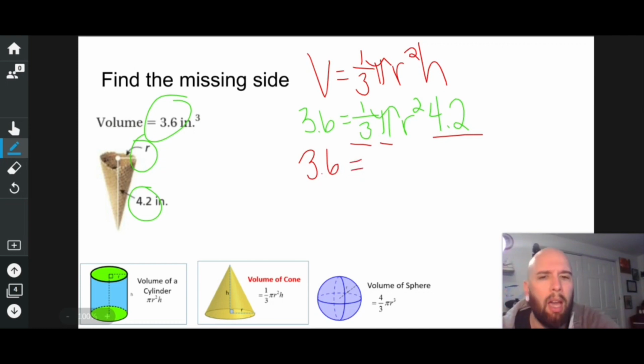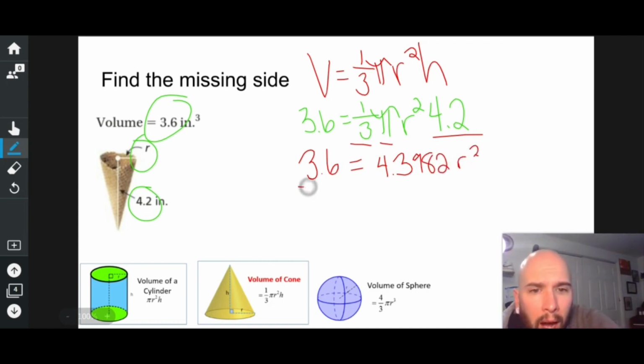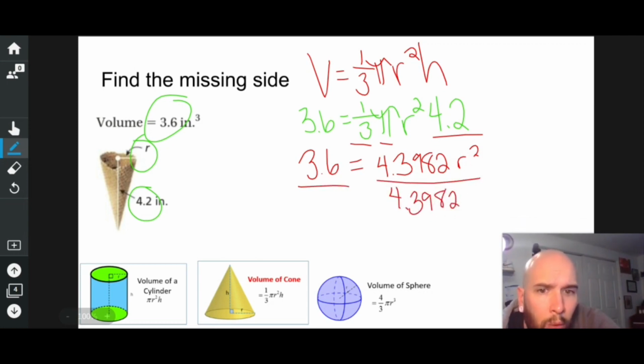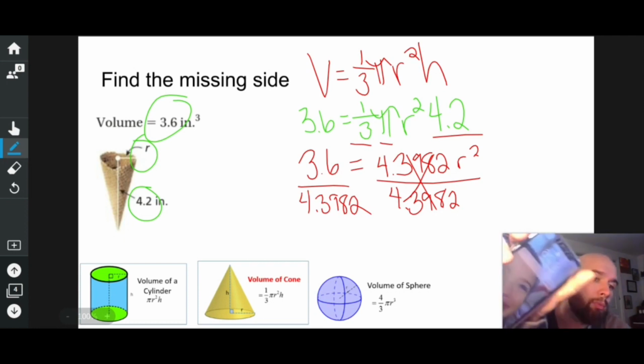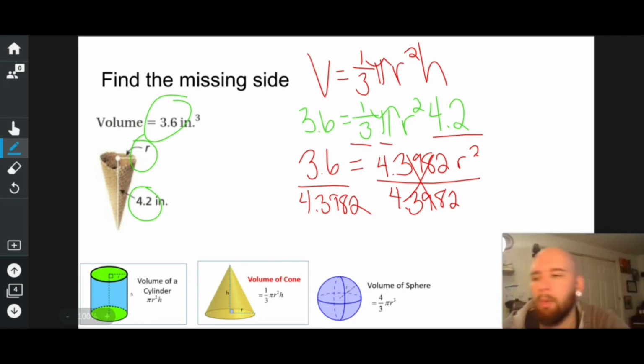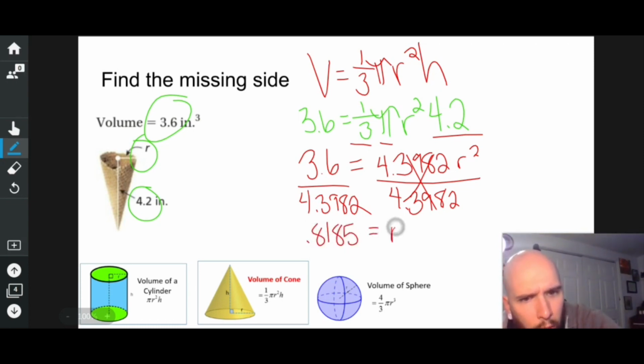Probably it's about 4.3982. So I'm going to actually write 4.3982. I mean, if Siri's giving me all these numbers, it doesn't take too long to write it out. Now I have to divide both sides by 4.3982. So what is 3.6 divided by 4.3982? It's about 0.8185. So 0.8185 is equal to r squared.